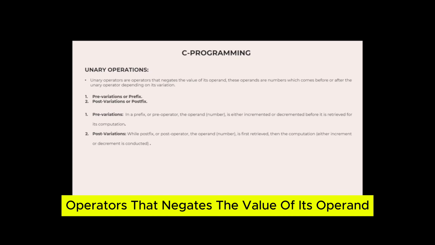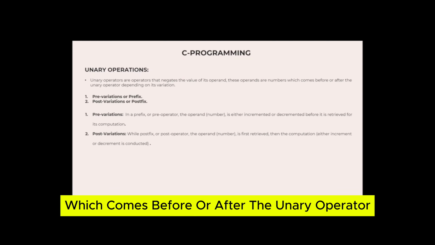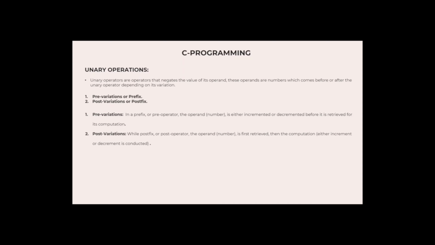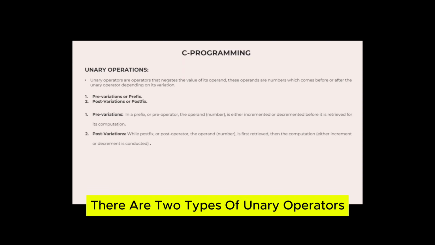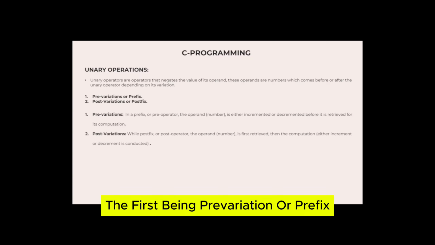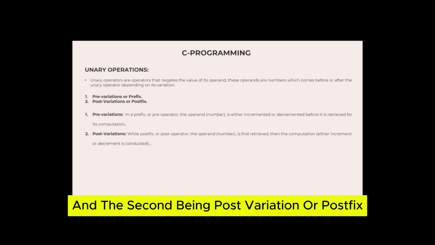Unary operators are operators that negate the value of their operand. These operands are numbers, which come before or after the unary operator, depending on its variation. There are two types of unary operators. The first being pre-variation or prefix, and the second being post-variation or postfix.